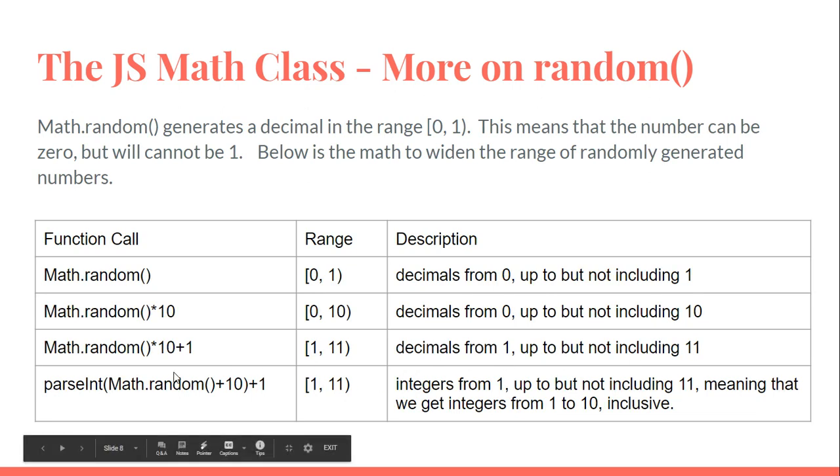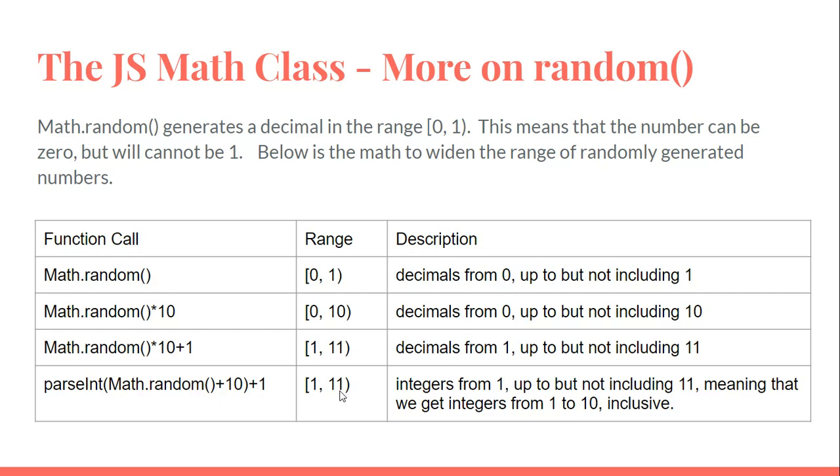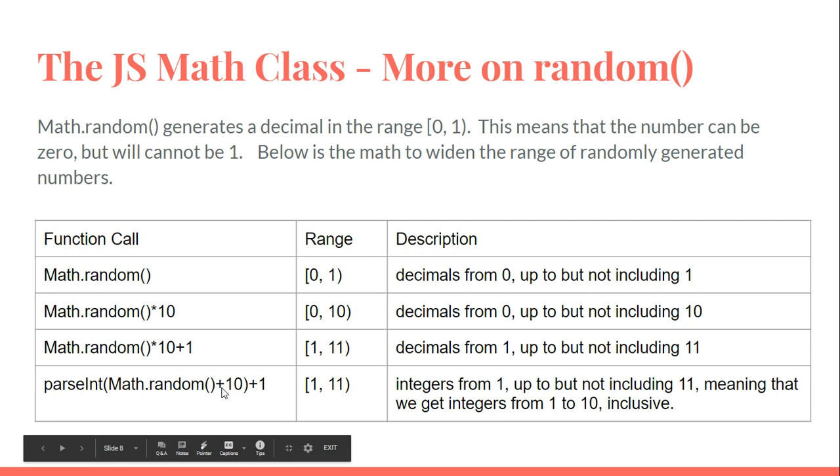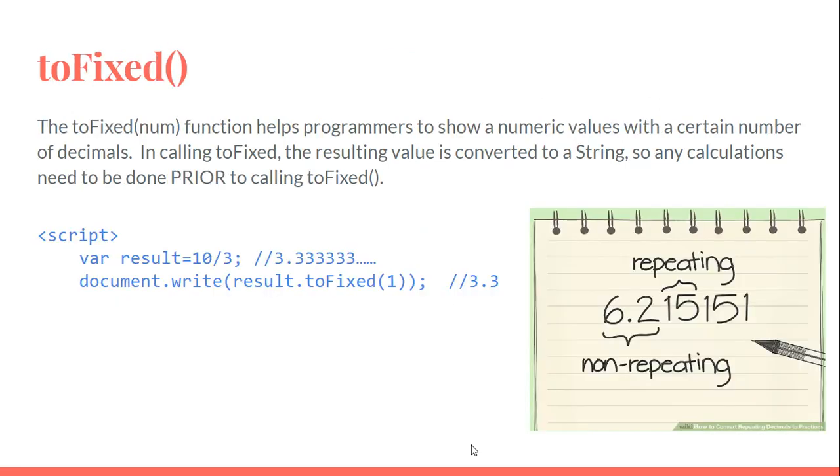And then if I force those decimals to be an integer using parseInt, now I'm going from 1 to 11 again, but now it's integers from 1 up to but not including 11, which means we now have the numbers 1, 2, 3, 4, 5, 6, 7, 8, 9, and 10 inclusive. So I can pick a random number between 1 and 10. You can play with these things, what you're multiplying by. Sorry, that should be a multiplication sign there. What I'm multiplying by and what I'm adding give us different ranges and different random numbers.